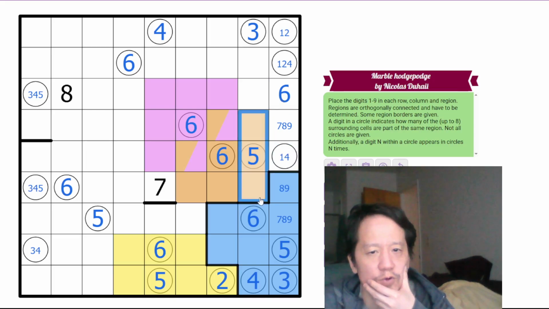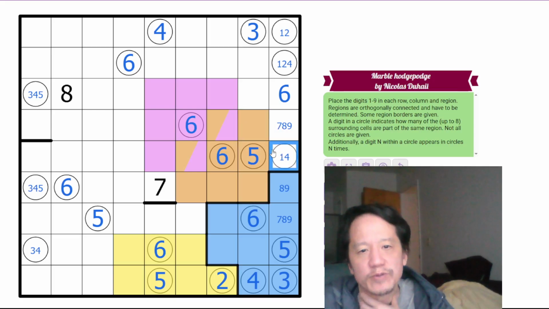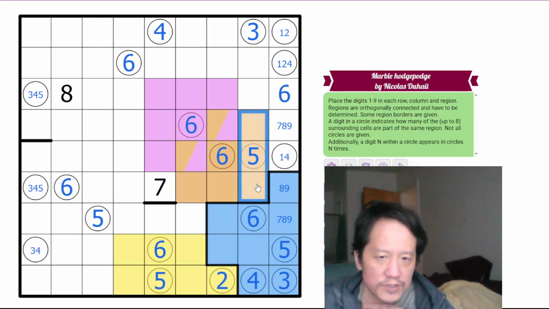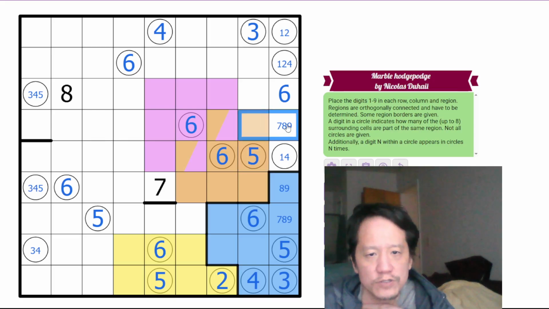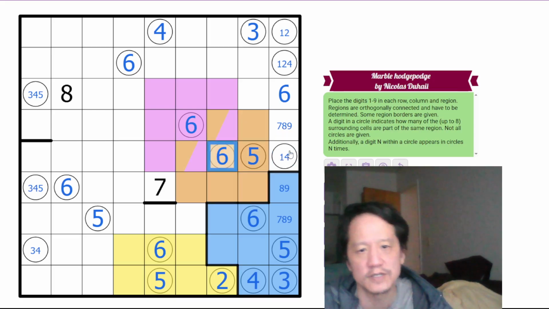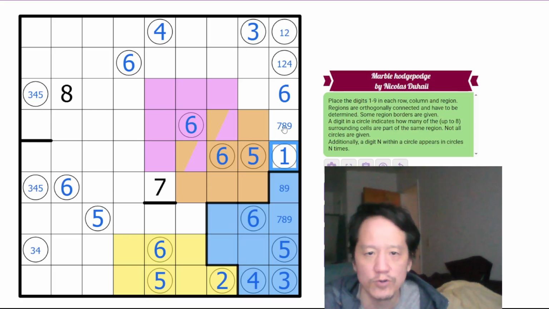If this is 4, it's part of orange, and then this would be part of the same region, right? Because it sees 1, 2, 3, 4 cells in the same region. But if this is 4 and this is the same region, this cell would see 1, 2, 3, 4, 5, 6. So that's not allowed. So this has to be 1. This is its own region going up.